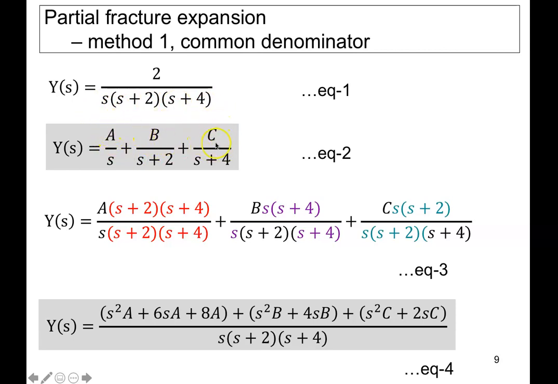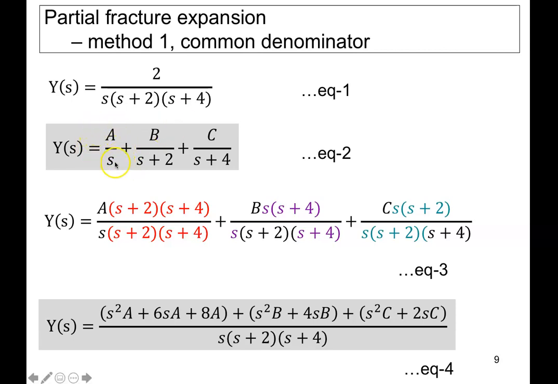Now to find those 3 values, this particular method is to say, right, if I go back from equation 2 to equation 1, I will need to find the common denominator of the 3 terms in equation 2. The common denominator is the one that's in equation 1. So it's s, s plus 2, s plus 4. Okay, that's our common denominator.